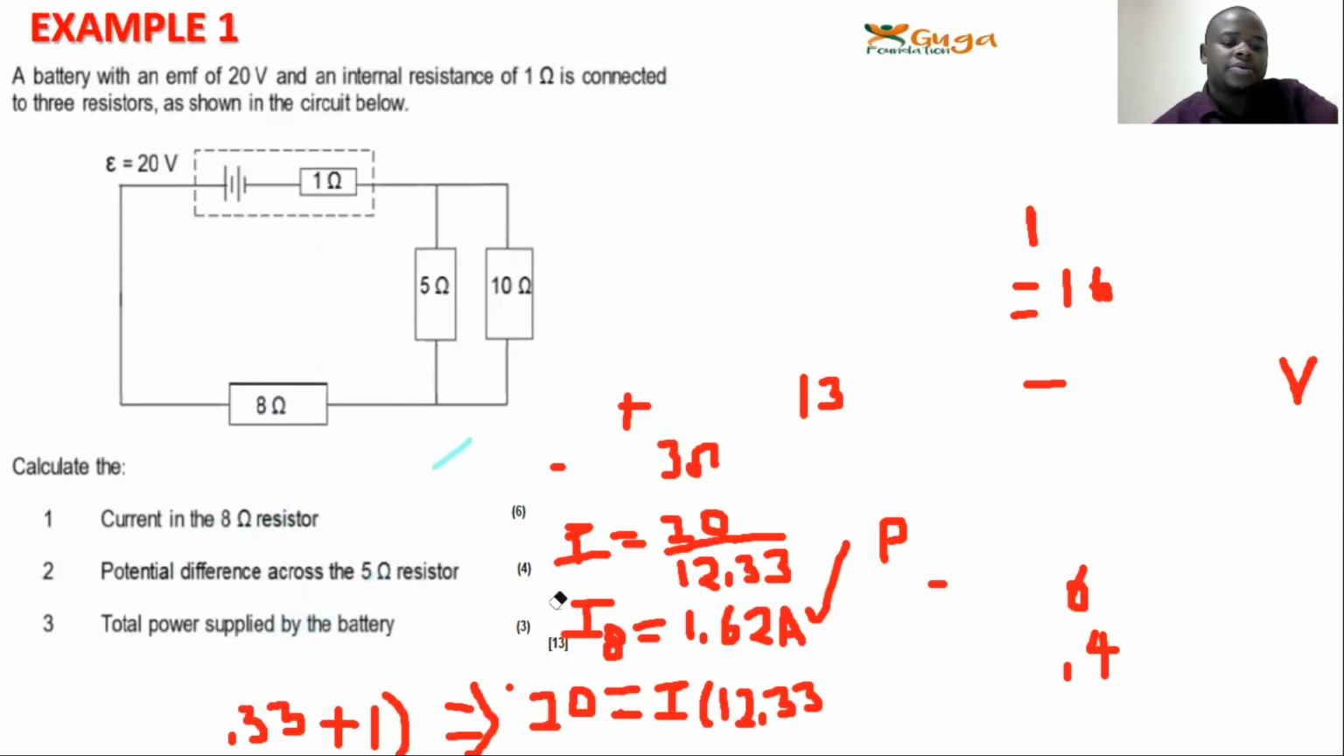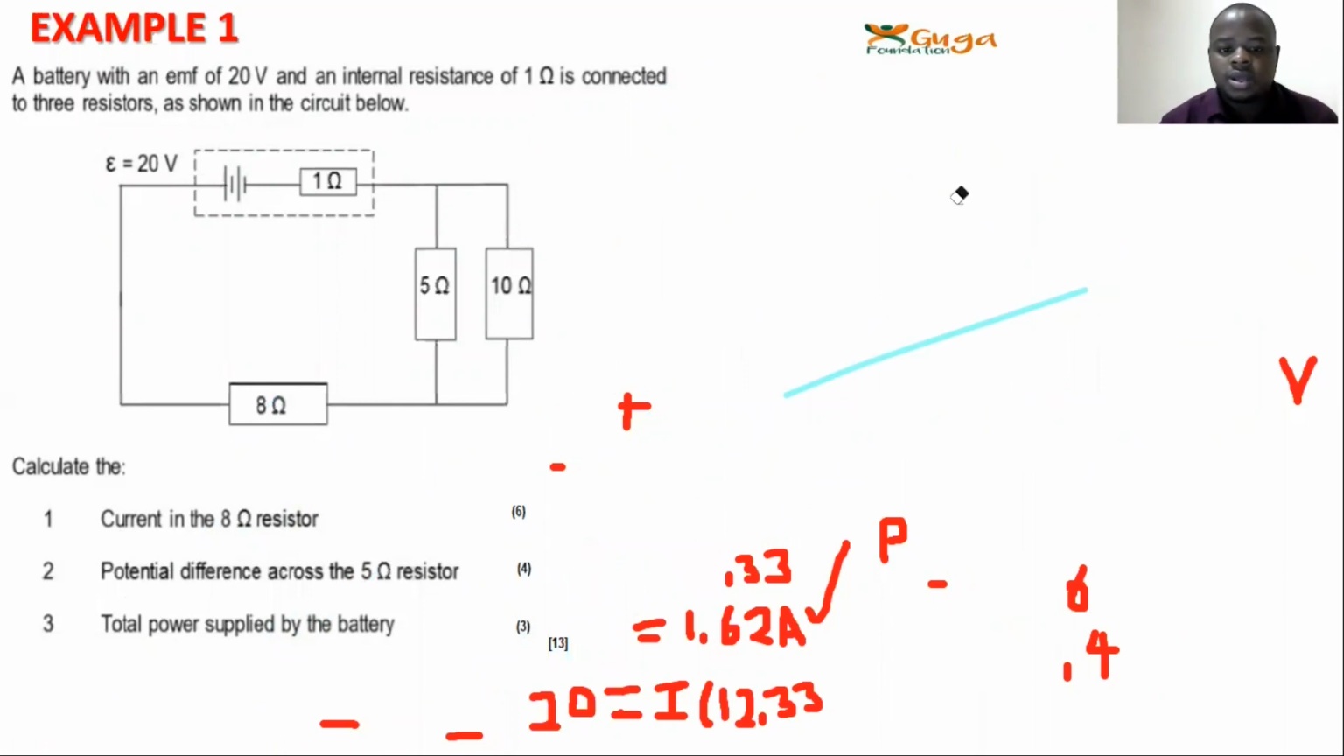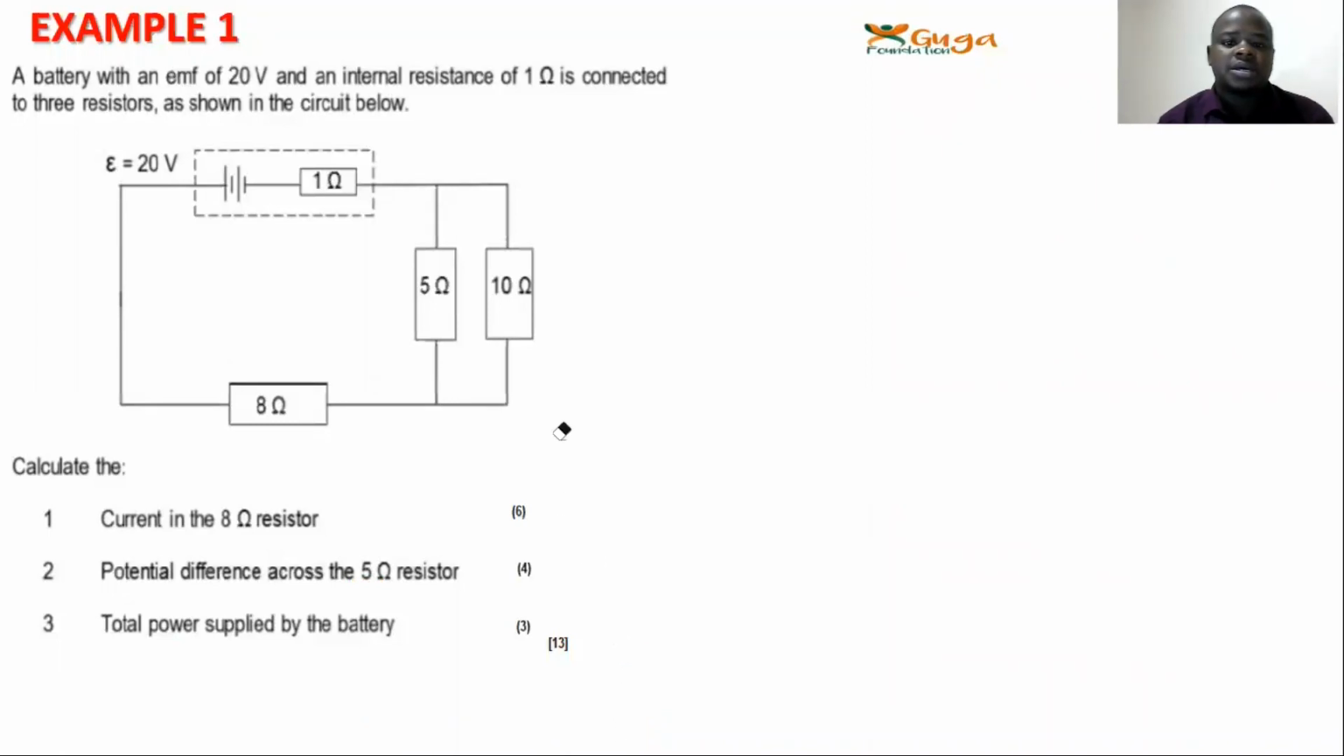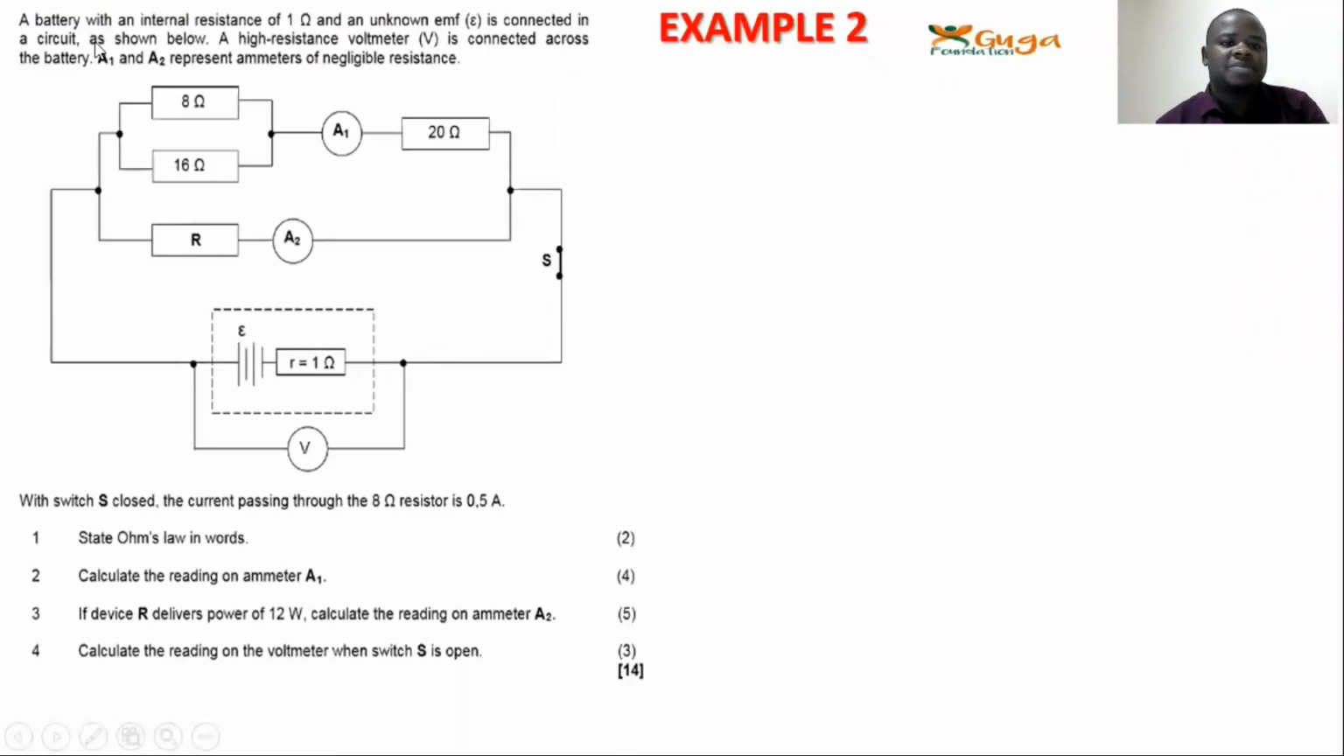Okay, we're going to look at another problem here. It's not challenging. I also took it from the past papers. This is the problem. A battery with an internal resistance of 1 ohm and a known EMF is connected in a circuit as shown. A high resistance voltmeter V is connected across the battery, and A1 and A2 represent ammeters of negligible resistance.